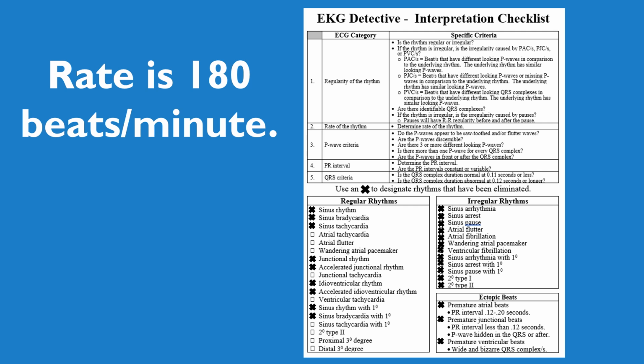And then from there, we can get rid of junctional rhythm, accelerated junctional, idioventricular, accelerated idioventricular, and sinus rhythms with a first degree heart block and Brady with a first degree heart block, because those rhythms aren't going to be that fast. The other rhythms typically aren't going to be that fast, but we aren't going to eliminate them just because of their rate.